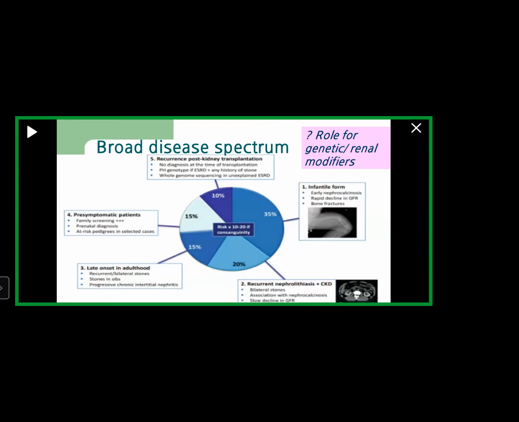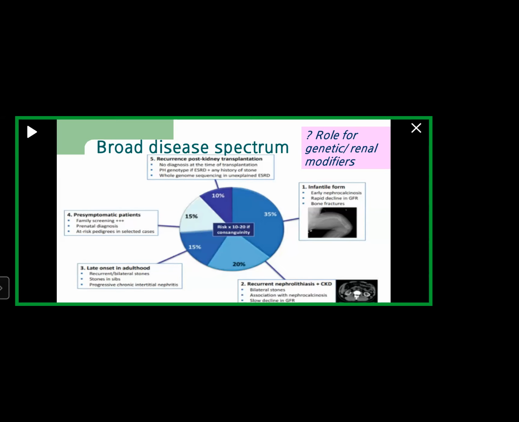Some patients are diagnosed by family screening, because this is an autosomal recessive disorder with 25% sibling recurrent risk, sometimes by prenatal diagnosis, and at-risk pedigrees when analysis of the pedigree suggests a genetic cause in someone with stones, or even in a completely pre-symptomatic patient, we can detect it. And the unfortunate 10% are diagnosed with recurrence post-kidney transplantation, and this can cause unexpected, unpredictable and catastrophic graft failure.